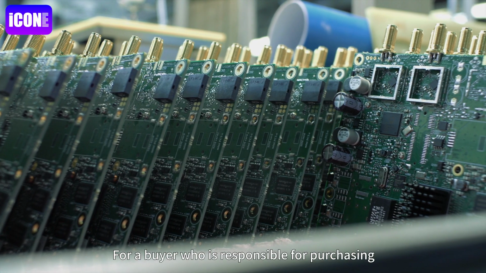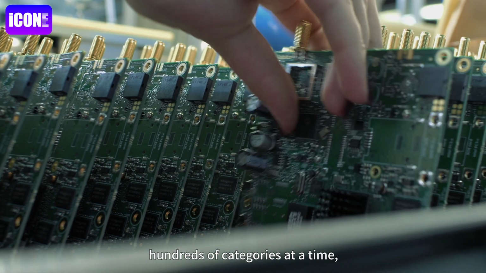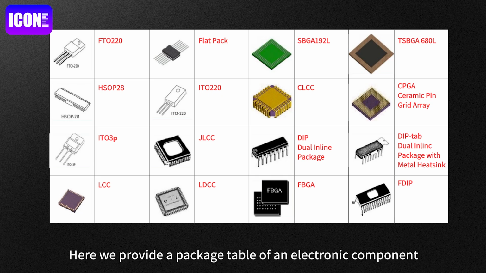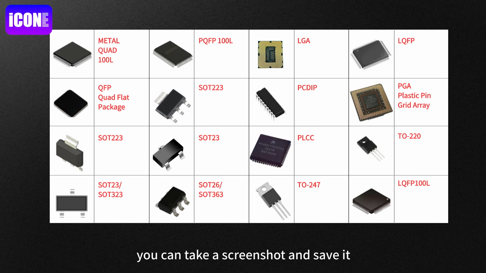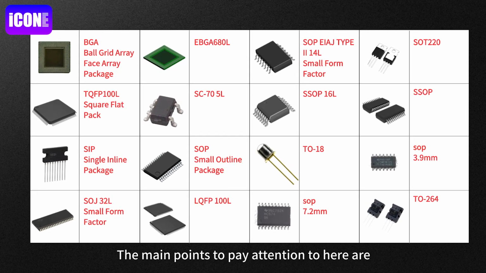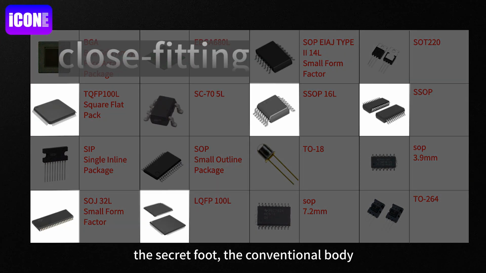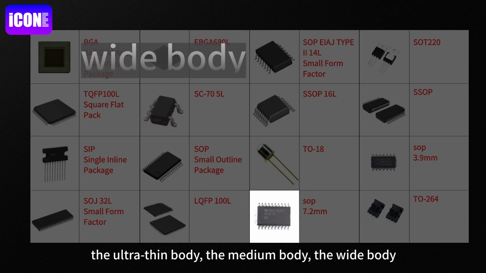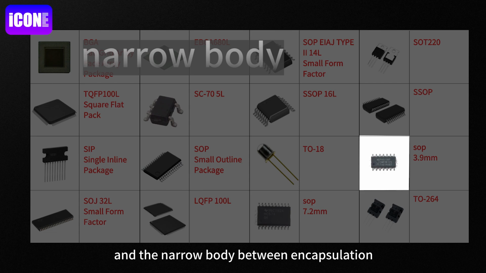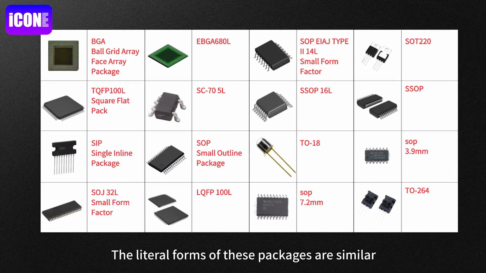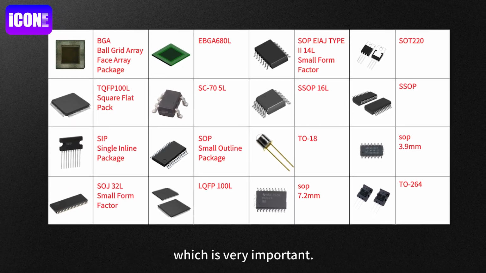For a buyer who is responsible for purchasing hundreds of categories at a time, it is very difficult to remember the packaging of each electronic component. Here we provide a package table of electronic components. You can take a screenshot and save it. In your usual purchasing work, you can check your own package. The main points to pay attention to here are the conventional foot, the secret foot, the conventional body, the ultra-thin body, the medium body, the wide body, and the narrow body between encapsulations. The literal forms of these packages are similar, but they cannot be used interchangeably, which is very important.